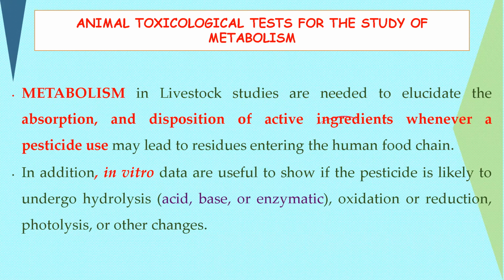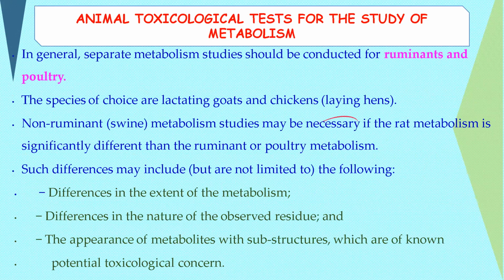In addition, in vitro data are useful to show, as I mentioned in the earlier classes, that in vitro toxicological data is very important to understand hydrolysis, for example acid, base or enzymatic hydrolysis, then oxidation, reduction, photolysis or other changes. These need to be studied. In general, separate metabolism studies should be conducted for ruminants and poultry, because the metabolism processes in ruminants and poultry are totally different. Of course, sheep, goat or cattle may have a simple resemblance, whereas it is totally different in the case of poultry.